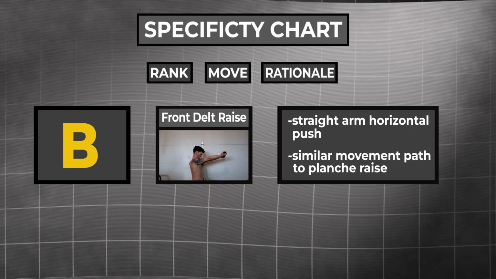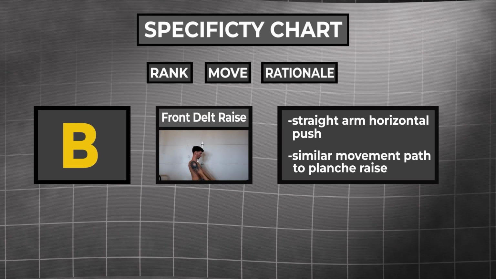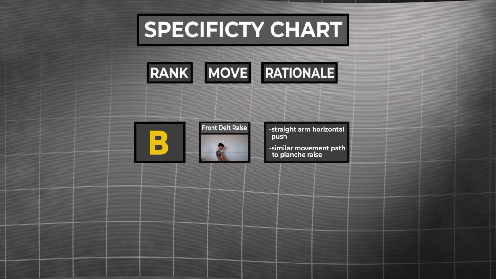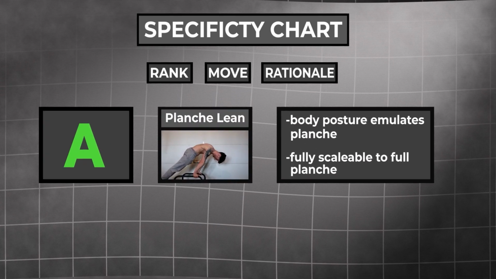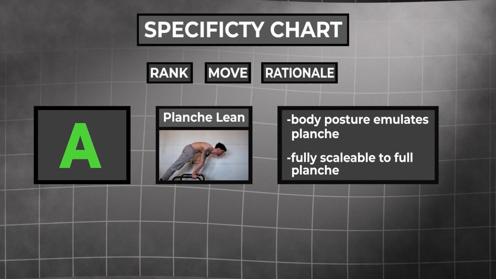Next on the list, we have the front delt raise. This is a straight arm horizontal push, and it has a more similar movement path to a planche raise, which means it has a more specific strength carryover. Next on the list, we have the planche lean. This emulates the body posture of the full planche from the scapula activation, the scapula protraction and depression, and it's fully scalable to the full planche. All you have to do is just progressively lean further and further forward, and you'll unlock the full planche.